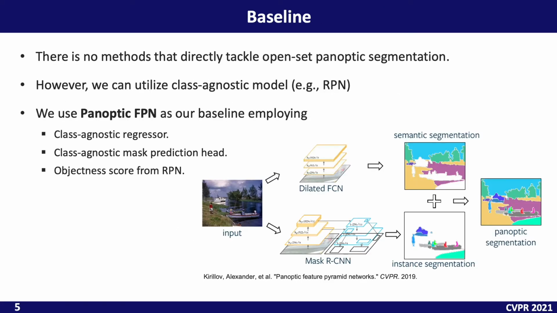Then let's talk about the baseline method. There is no method that directly tackles open panoptic segmentation. However, we can utilize a class-agnostic model. We use Panoptic FPN as our baseline, employing a class-agnostic regressor, a class-agnostic mask prediction head, and objectness score from RPN.